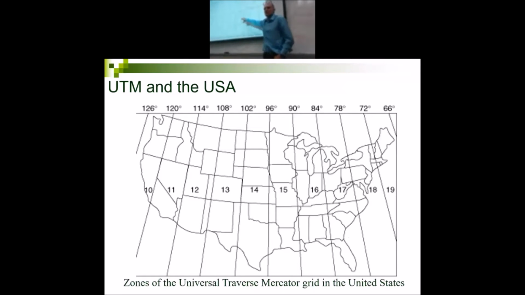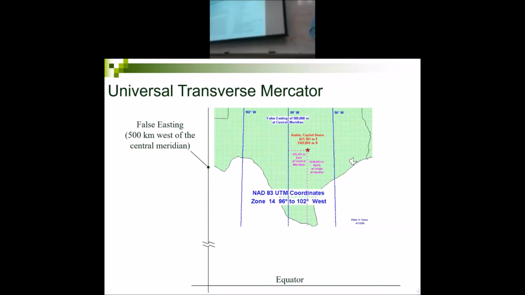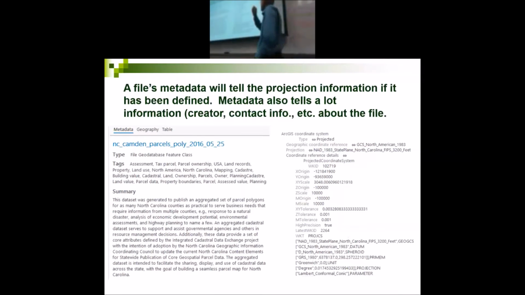Something like Florida probably has a north and a south, which use different projection systems. And so we have false northing and false easting. And the last thing we'll talk about here is metadata. When you create these data, we've got metadata that store these.